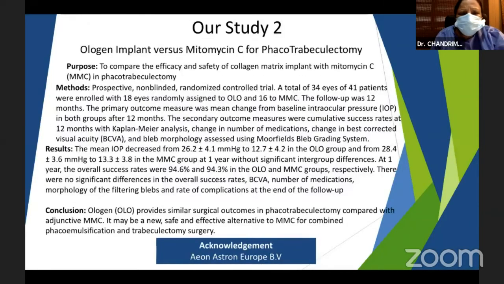The second study was phacotrabeculectomy, again a total of 34 eyes, which were selected. 18 eyes underwent phacotrabeculectomy with Ologen and 16 eyes with MMC. Here we concluded that Ologen provides similar surgical outcome in phacotrabeculectomy as compared to adjunctive MMC. It may be a new, safe, and effective alternative to MMC for combined phacoemulsification and trabeculectomy surgery.